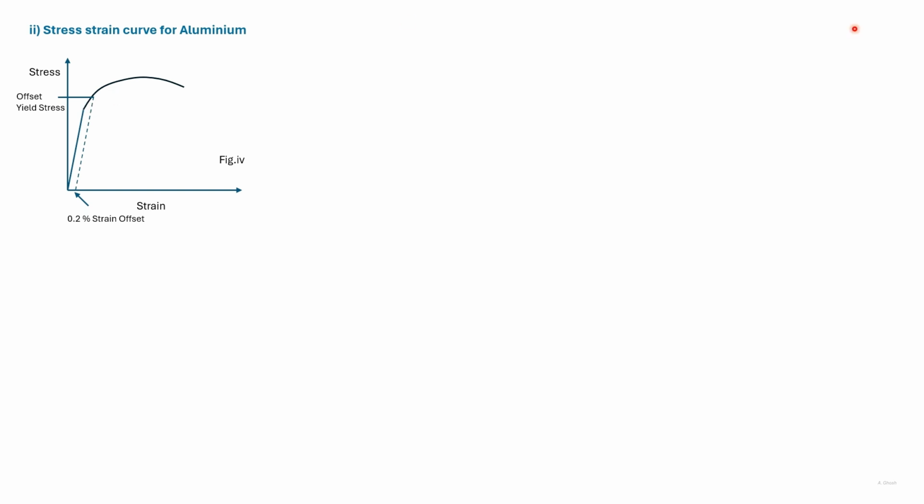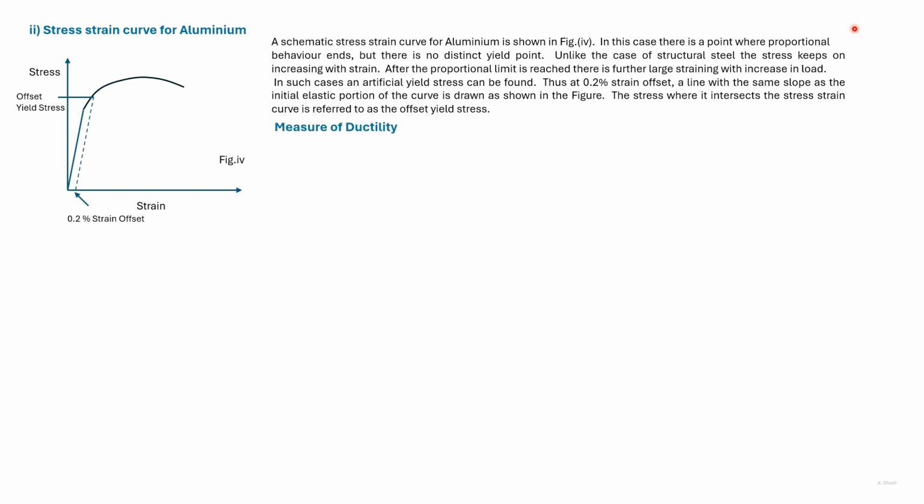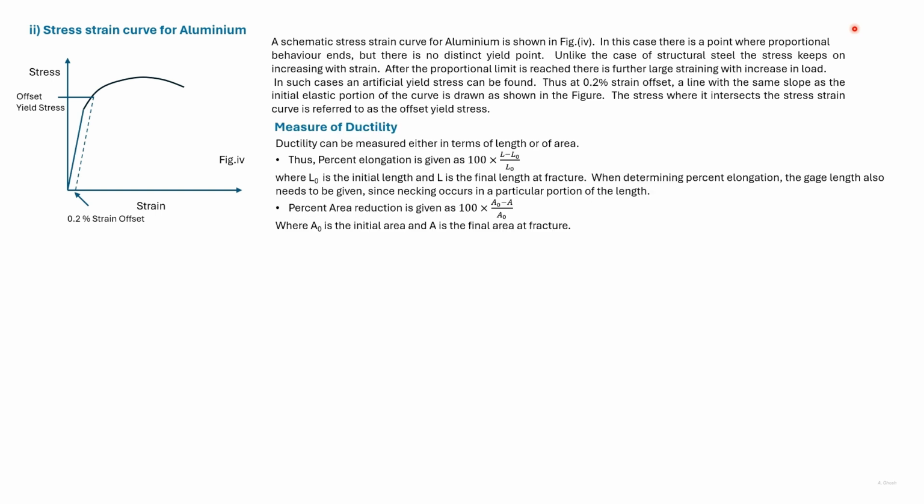We now look at ductility. There are two different ways of giving ductility. One using length and the other using area. The one using length is given as the increase in length divided by the original length, multiplied by 100.